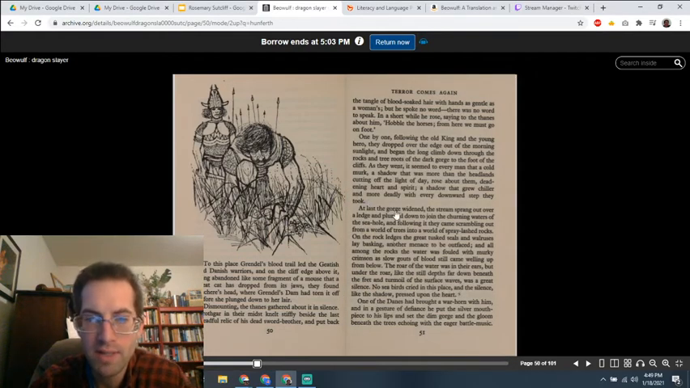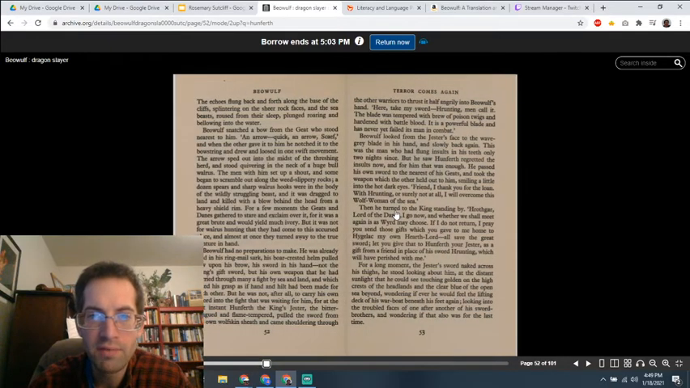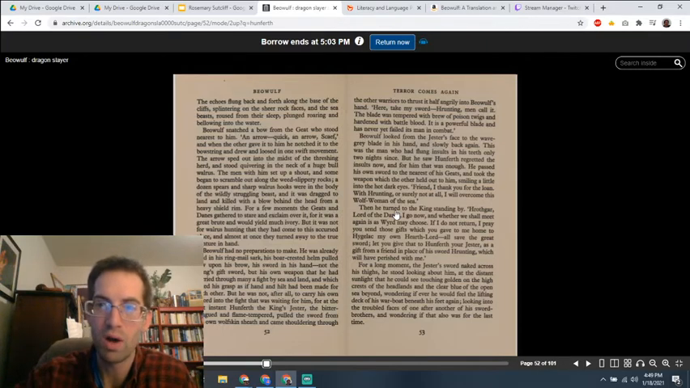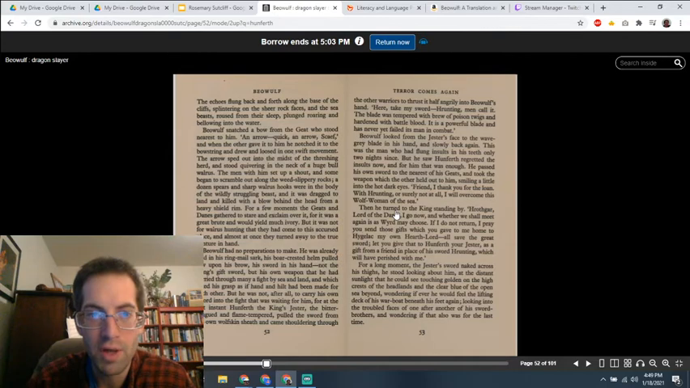And we read this last time, the description of the cave under the water where Grendel's mother is waiting. But here's the interesting thing about Unferth.